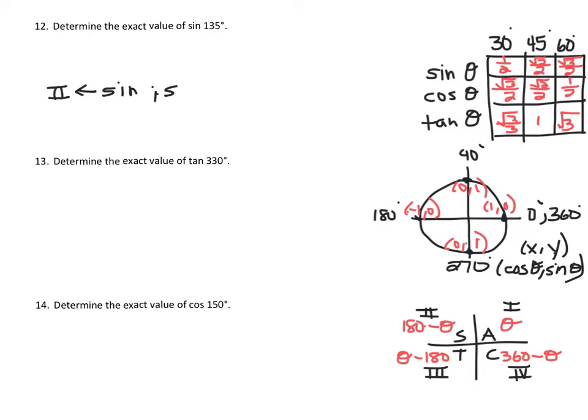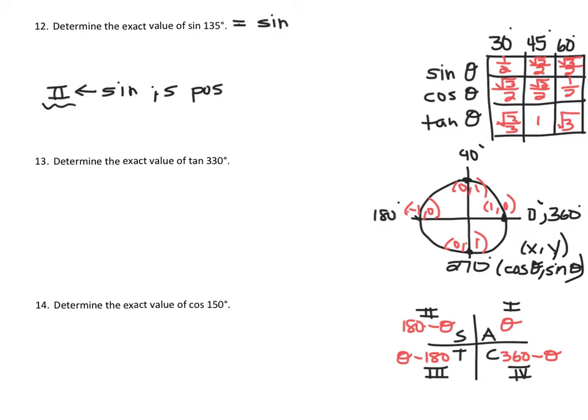Well, look over here, right? Everything's positive in the first. Sine in the second quadrant is the trig function out of these three that is positive, so sine is positive. Okay, so we're going to rewrite this as positive sine, not negative sine.